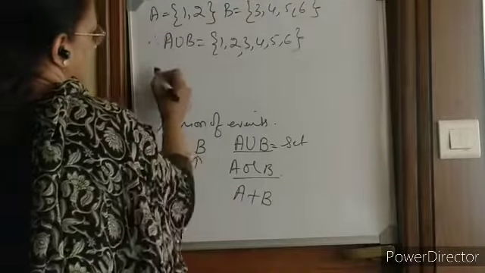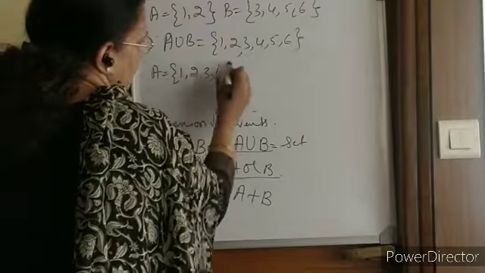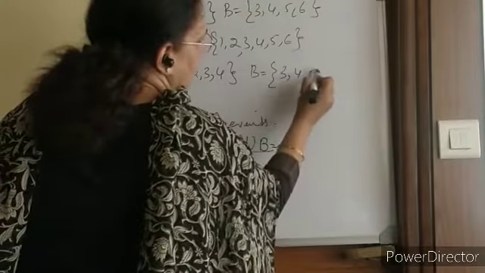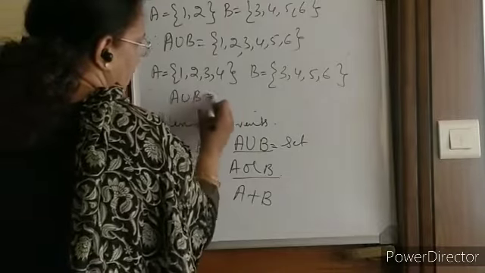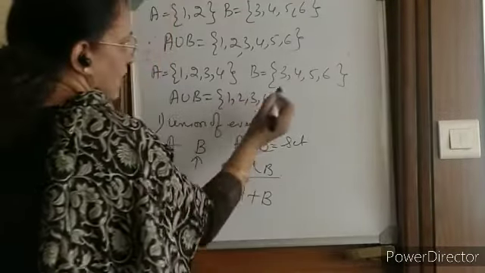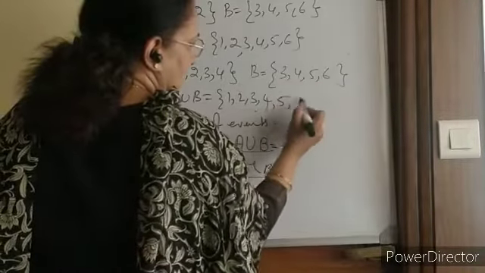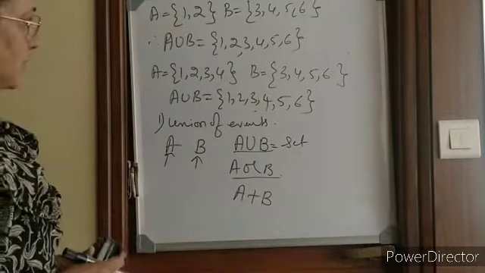Now by chance, say A has 1, 2, 3, 4, and B has 3, 4, 5, 6. Then A union B will become 1, 2, 3, 4 from A, and then these two are repeated, so you don't have to repeat them. The other two which are there, you will write as 5 and 6.